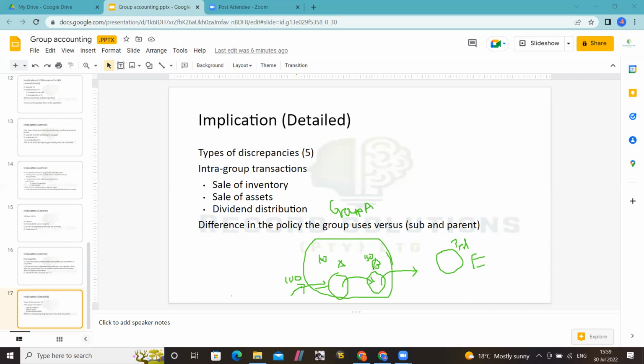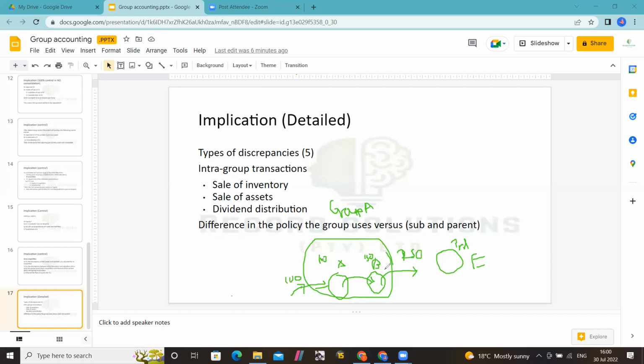And B does not sell the entire thing. B chooses not to sell the entire thing. He chooses to sell, let's say, only half. Now let's firstly say he sold all of it. So he sold all of it. Let's say he sold it for 250.